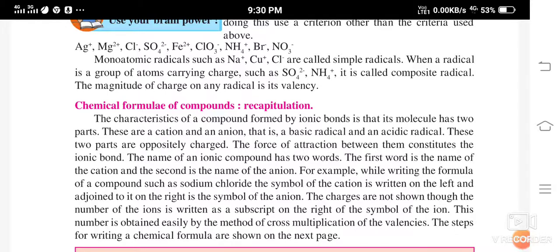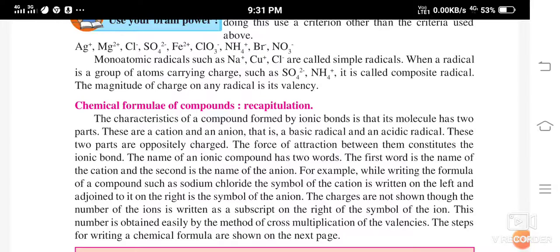There are two types of bond. One is the ionic bond and the other one is the covalent bond. So the force of attraction between these molecules constitutes the ionic bond. The name of an ionic compound has two words. The first word is the name of the cation and the second is the name of the anion. For example, you have seen sodium chloride. Na plus, that is sodium, is the cation and chloride is the anion.